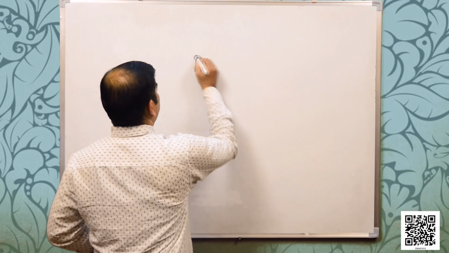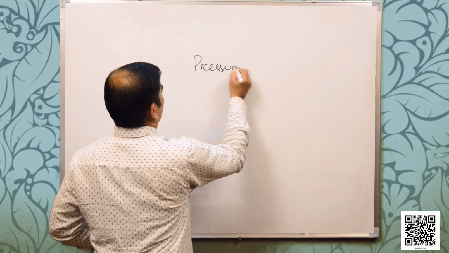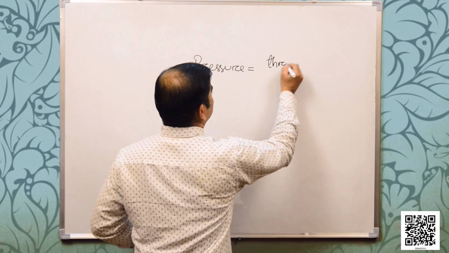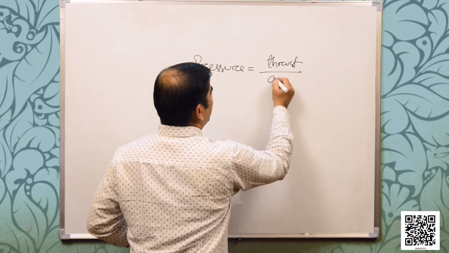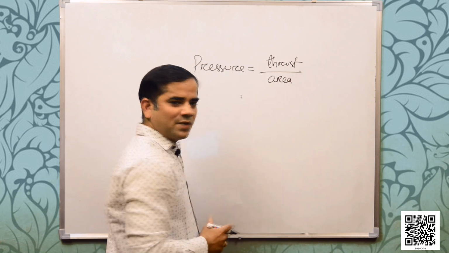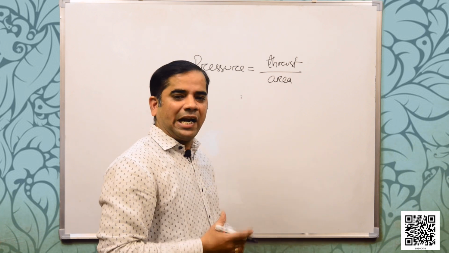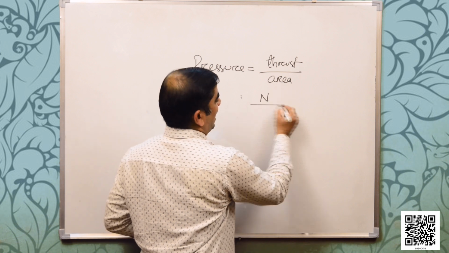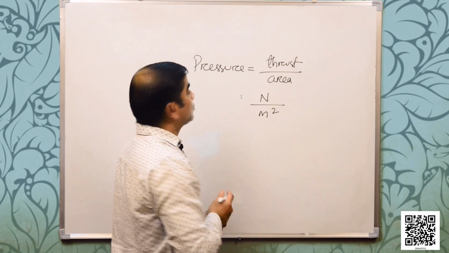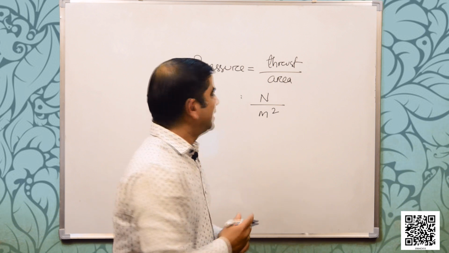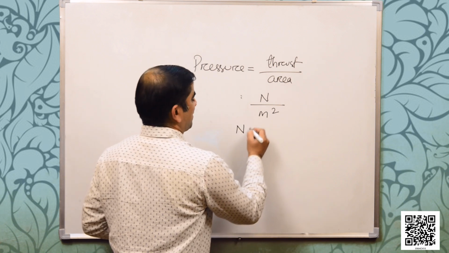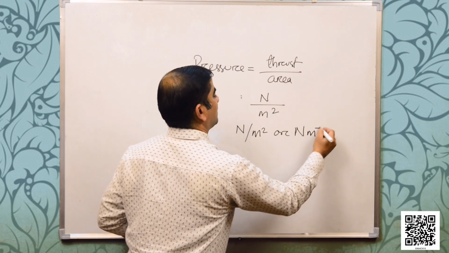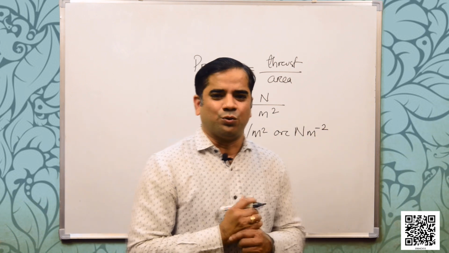So, pressure is equal to thrust per unit area. Okay. Thrust is nothing but one kind of force, so the SI unit of force is Newton, and that of area is meter square. So, what is the SI unit of pressure? It is Newton per meter square, or you can write Newton meter to the power minus 2.